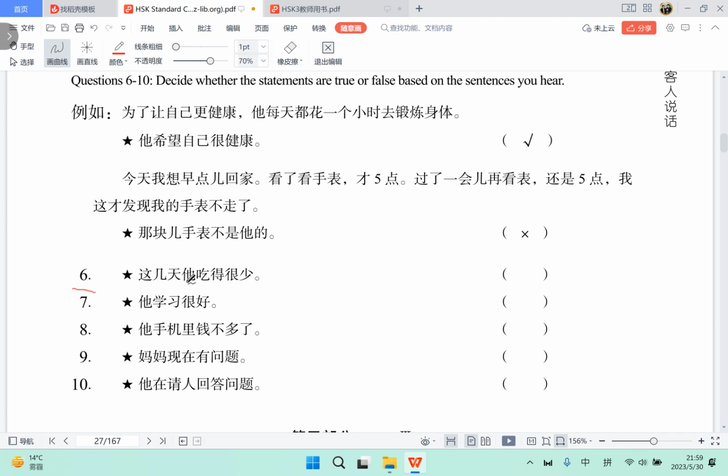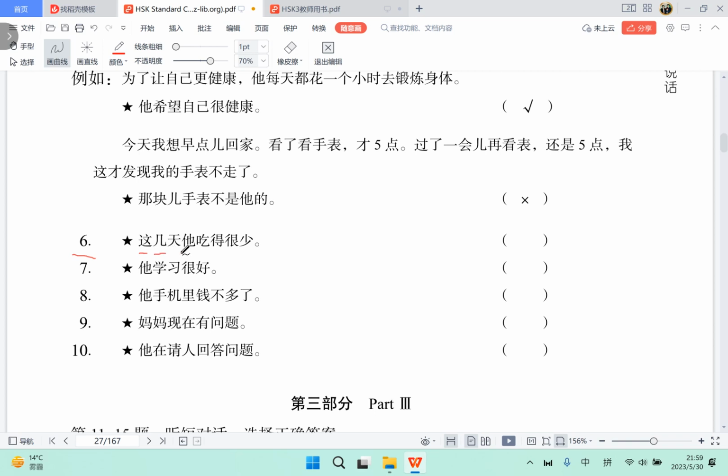So 第六题, number 6, 这几天他吃得很少. 这几天, these days, and 几 is used instead of a number. Normally it's beyond 2 and less than 10, so from 2 to 9, but we don't know which one. So it's like an approximate number, not that specific. So 这几天, these days, 他吃得很少, so he eats, and how is his eating? 很少, very little.